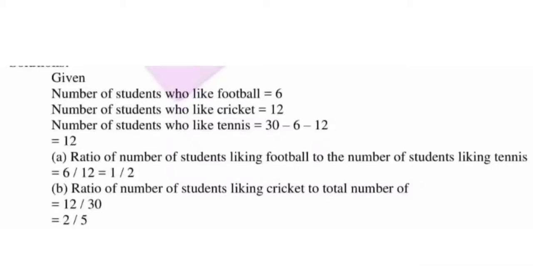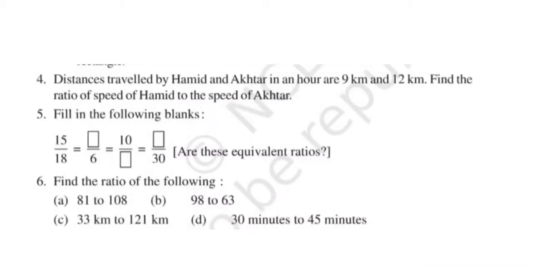Now first one. Here we have to find the number of students liking football to number of students liking tennis. So football 6 students like and tennis 12 students like. So it will come 6 upon 12, and when we will simplify, so it will come 1 upon 2 means 1:2. Second one, here we have to find number of students liking cricket to total number of students. So 12 students liking cricket and the total number of students are 30. So it will come 12 upon 30, and when we will simplify, so it will come 2 upon 5 means 2:5.